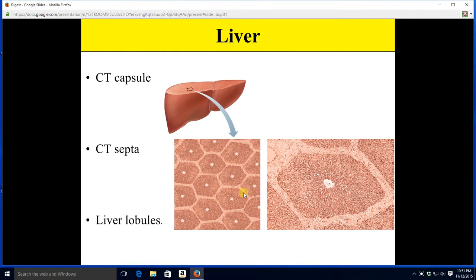Hey everybody, it's time for more on the liver. There's a liver right there. It's been sliced transversely. The liver's got a connective tissue capsule wrapped around it, anchoring it, holding it in place. Then that capsule sends in bits of connective tissue called septa.